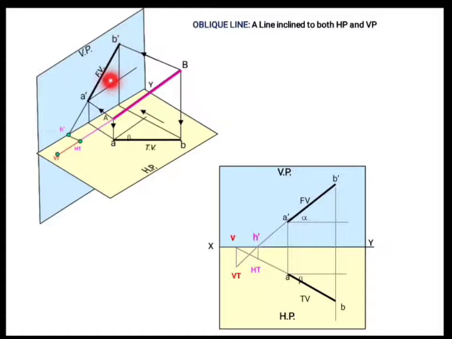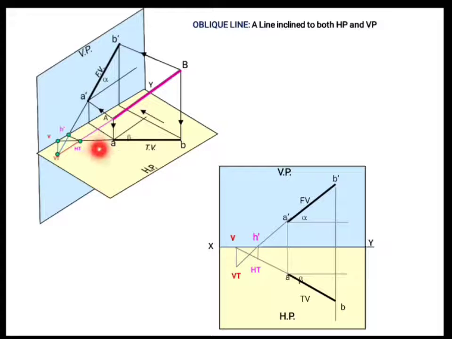The extension of A dash, B dash, H dash will pass through VT. Now we can extend the line AB that will pass through HT and intersect the XY line at V. So the H dash and V will be on the XY line.